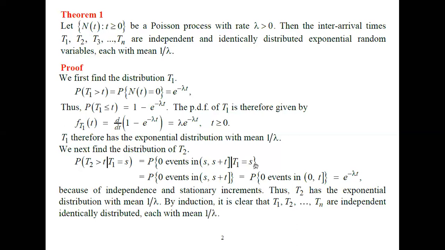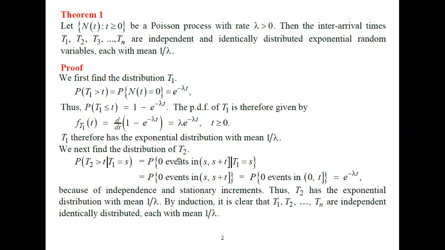Which means that zero events will occur between s and s plus t. Because of independence, we can remove this. So it can also be written like this: zero events in the interval 0 to t, because of stationarity of increments. So it's the same as zero events in the interval 0 to t, which is the same as P of N(t) equal to 0, which is e raised to the power minus lambda t.